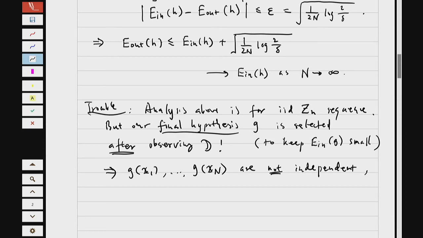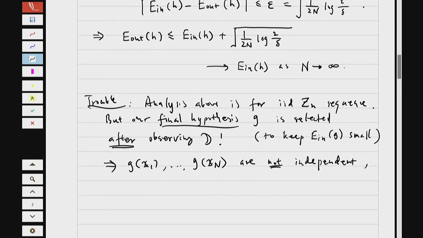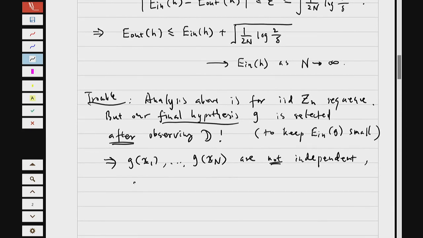Okay? So we cannot use this Hoeffding bound anymore. In particular, the Hoeffding inequality does not hold, does not apply. Okay, everyone okay with this point?